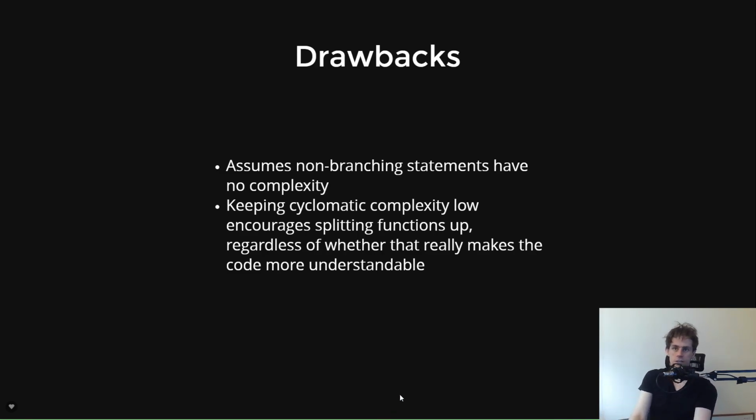One of the disadvantages of cyclomatic complexity is that it assumes that non-branching statements have no complexity. Maybe they do, maybe they don't. You probably know this from your own code. Sometimes you'll have very complicated code because you're hashing something and then asserting something and then storing something, and your functions can get very complex very quickly, even if there's very little branching. So that's one drawback of the approach: it assumes that if there's no branching, your code is trivial. And as I said, keeping cyclomatic complexity low involves breaking your functions up.